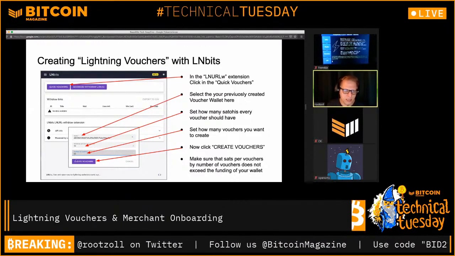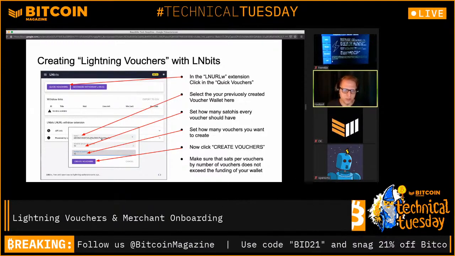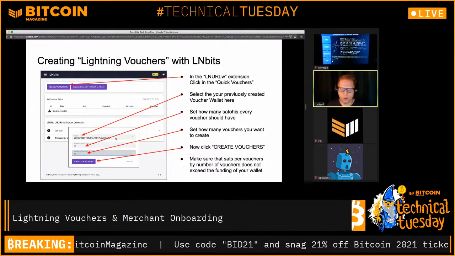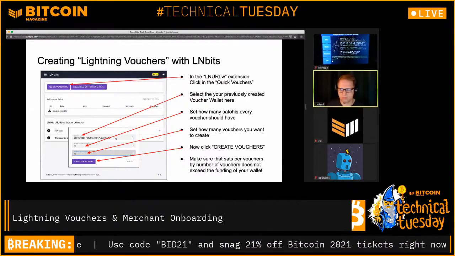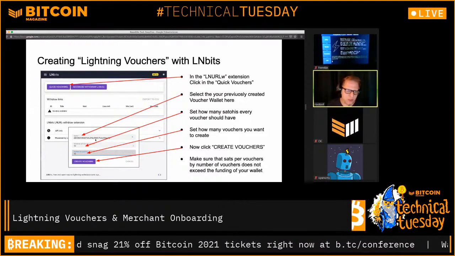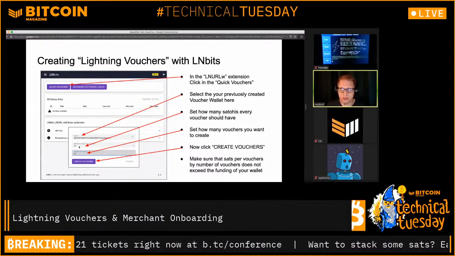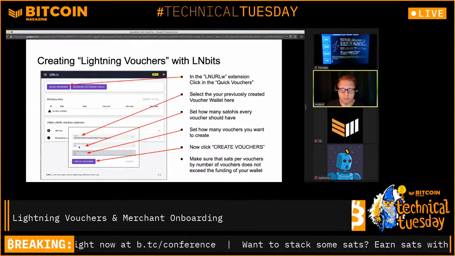You just click this and you get a little dialog, and it asks you for 3 things. The first one is you have to choose the wallet that we funded. Normally it's just the only one in there with the 100 Satoshis. You just select it there. Then you say the withdraw amount, how many Satoshis should be on every voucher.